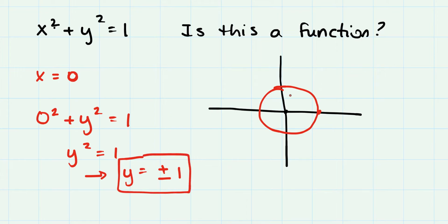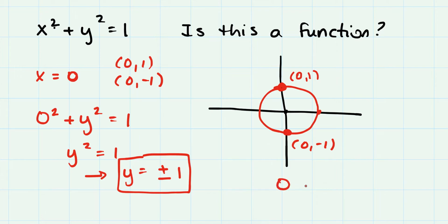You can have a plus 1, which corresponds to this point right here. See, this is (0, 0). If I add 1, I'll get the point (0, 1) here. And I have the point (0, negative 1), which is right here. So you can see that I have two y values for one x value, and that's not good. When x is 0, it is being sent to 1, and it's also being sent to negative 1. When that happens, it's not a function, so no.